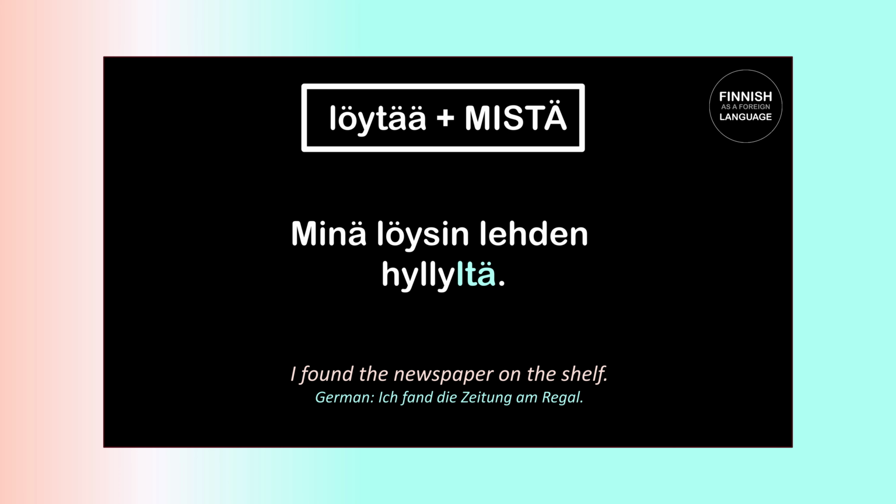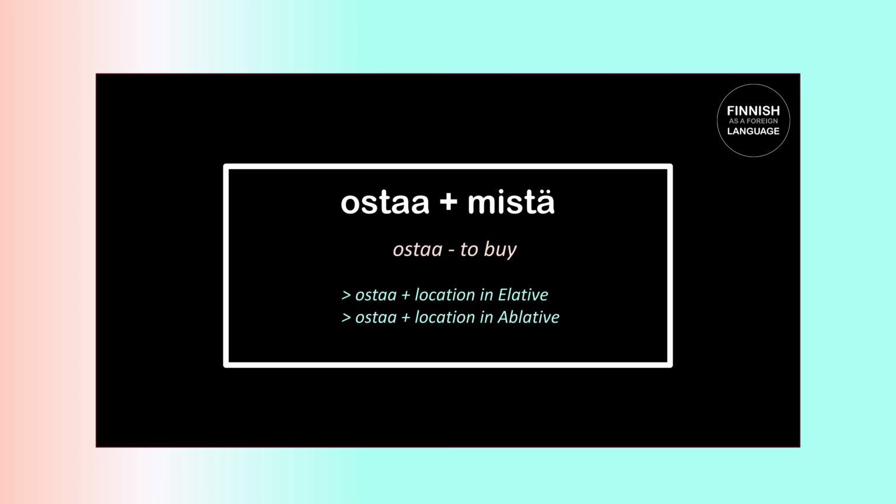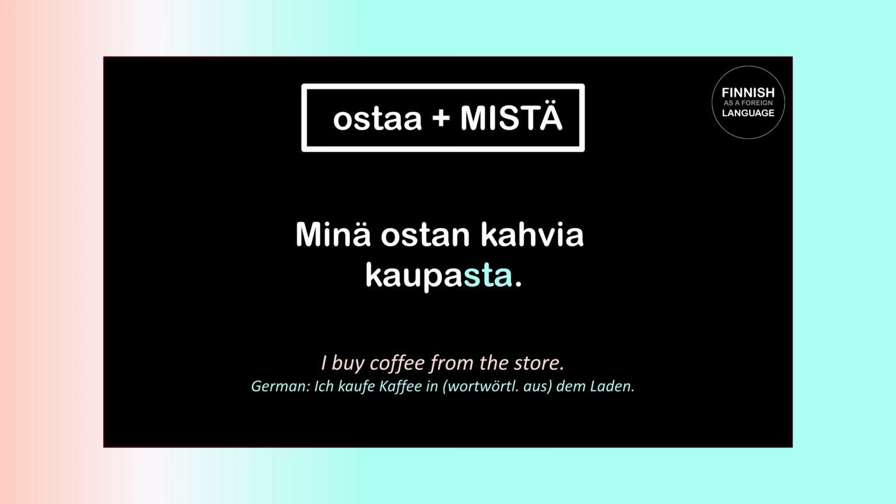Minä löysin lehden hyllyltä. I found the magazine on the shelf. Now let's take a look at another verb, which is ostaa, meaning to buy. Minä ostan kahvia kaupasta. Literally means I buy coffee from the store. So minä ostan means I buy or I'm buying. Ostan is the first person singular present tense of the verb ostaa, which means to buy. Kahvia means coffee, standing here in the partitive case because we are talking here about an unspecified amount of coffee.